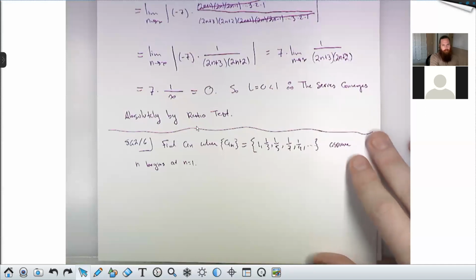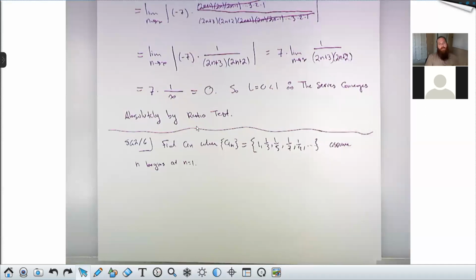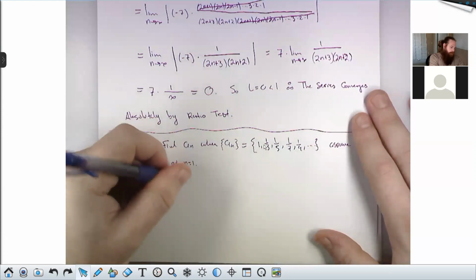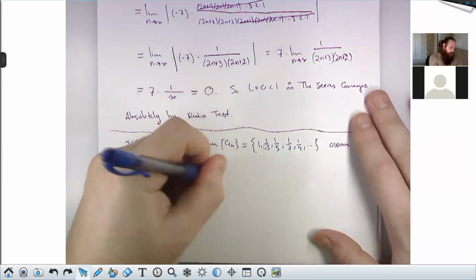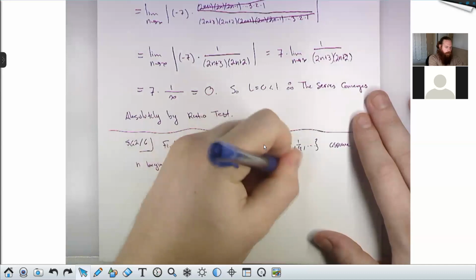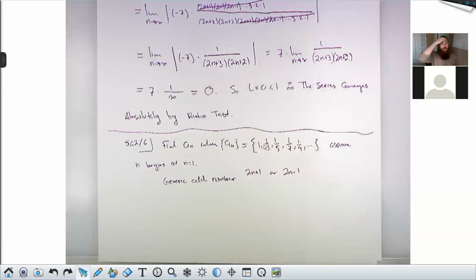Okay. So what I see here is 1 over 1, 1 over 3, 1 over 5, 1 over 7, 1 over 9. This is the reciprocal of all the odd numbers. So your generic odd number here, you can write them as 2n plus 1 or 2n minus 1, right? An odd number is always off from an even number by 1. An even number is always a multiple of 2.